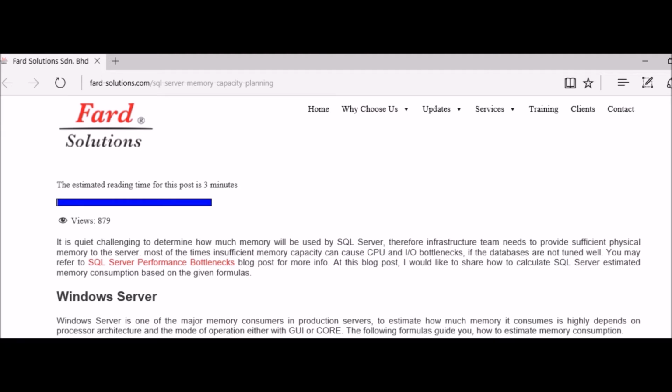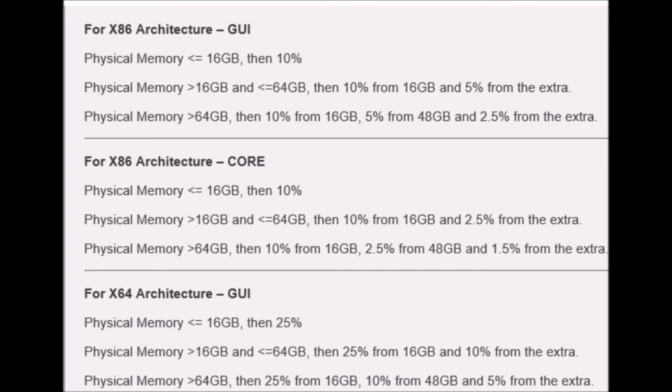In this blog post that I wrote, can you see it? Yes, I can see. Okay, this is the formula for memory capacity planning. I came up with this formula, not me actually, the Microsoft people came up with it, and I got it from the Microsoft development team. If your Windows Server is 2008 and later versions up to 2016, 64-bit, with GUI, this is the formula. If our physical memory is less than or equal to 16 GB, then we reserve 10% for Windows itself.